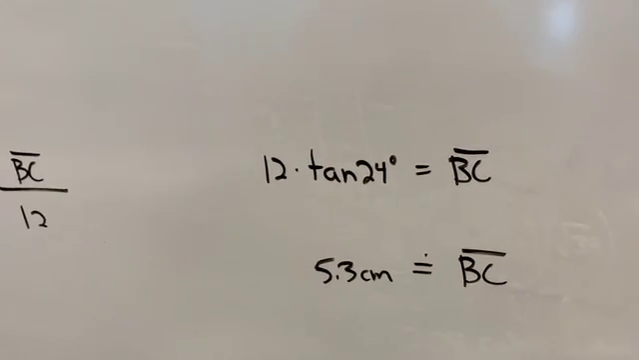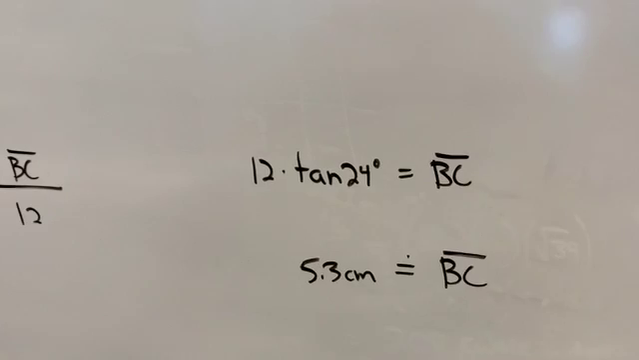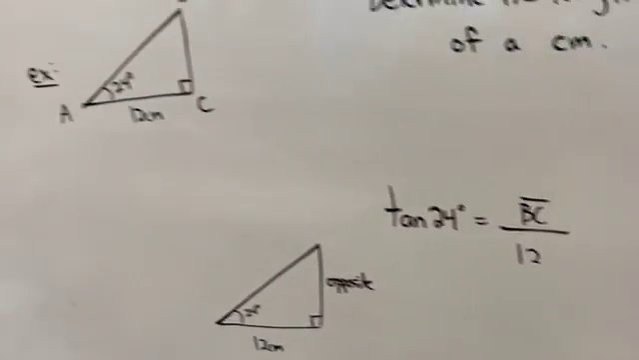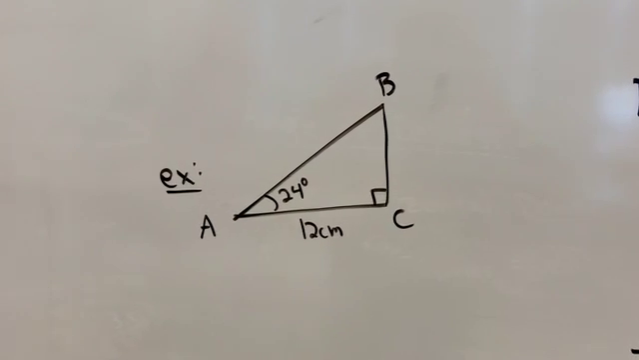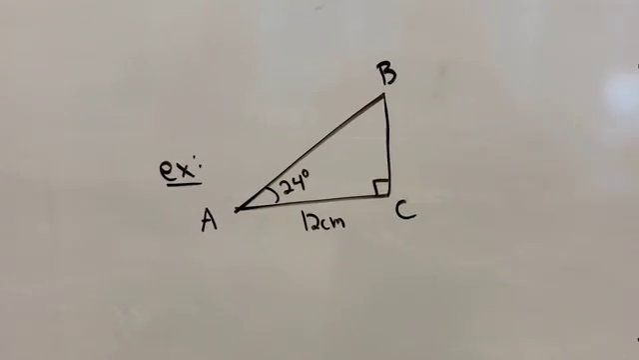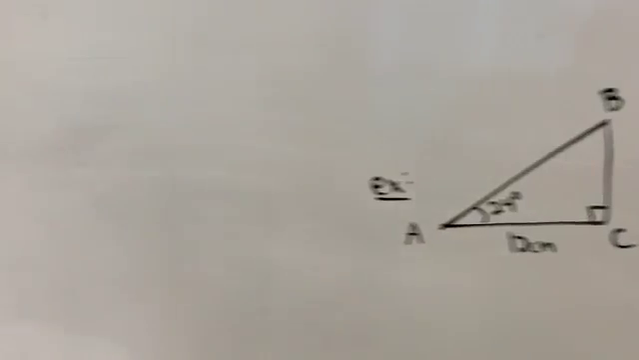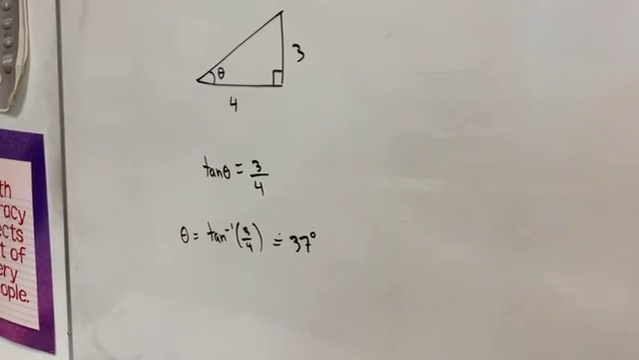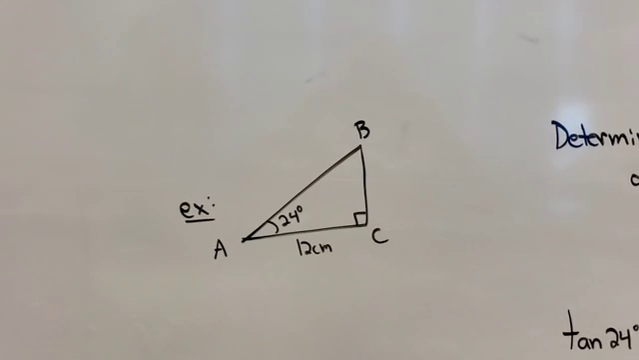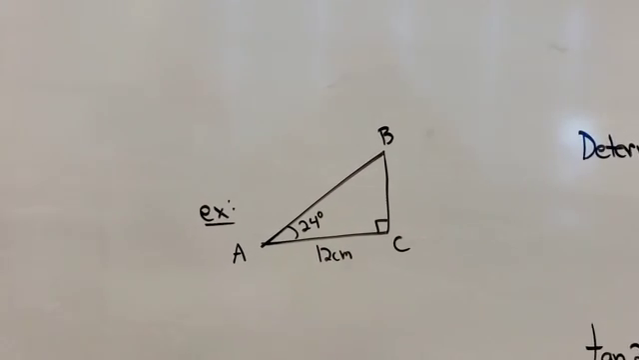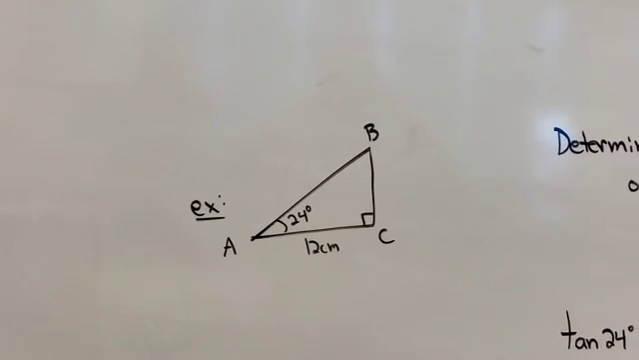BC must be about 5.3 centimeters, because if you go back to the beginning and say 5.3 divided by 12, you should find that that gives you the same answer as tan of 24. So the tan ratio is not only useful in finding missing angles, it's also useful in finding missing sides, but make sure you are talking about a relationship between opposite and adjacent sides.